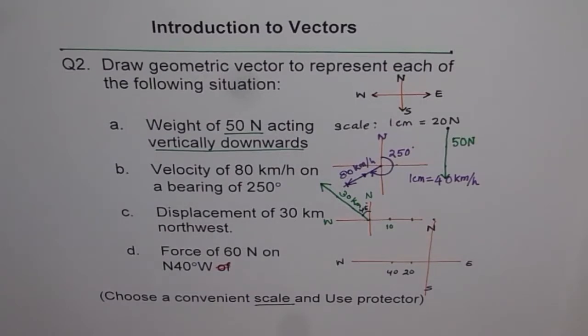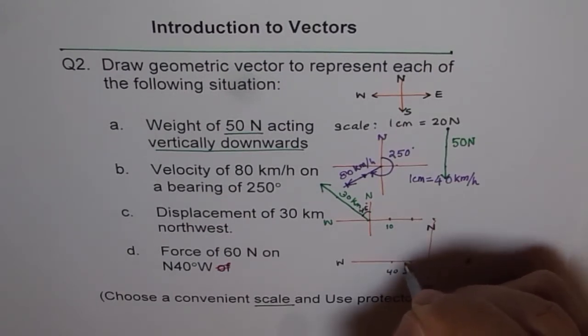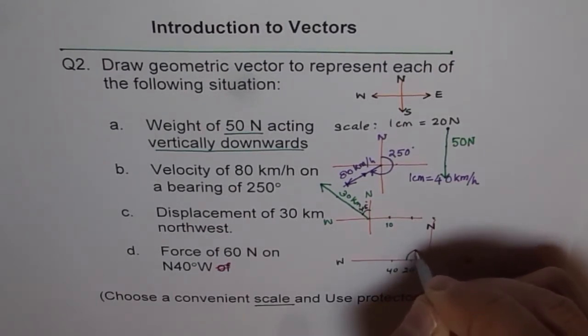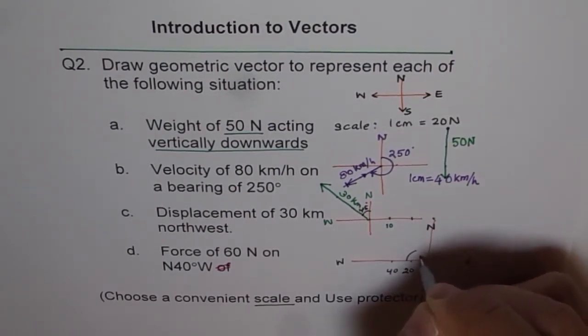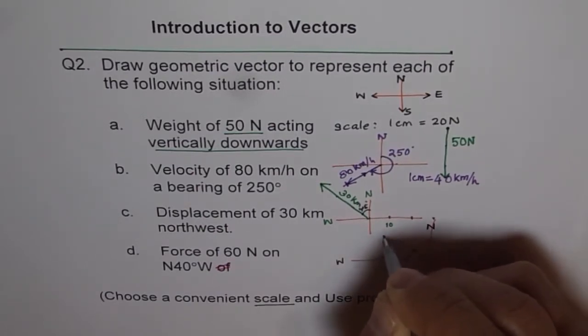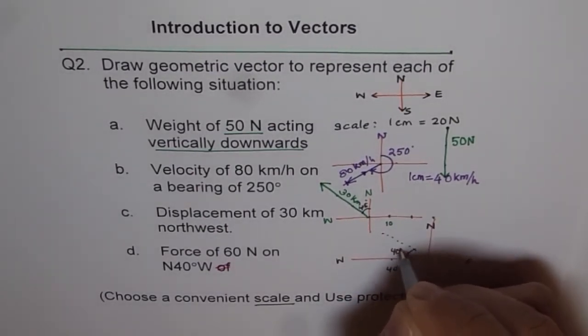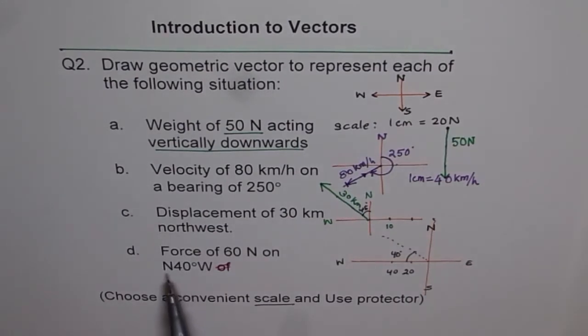40 degrees. So use your protractor and then make an angle of 40 degrees. So let's say this is my angle of 40 degrees. So I just join a line like this. So that is 40 degrees, correct? So that gives me the angle north 40 degrees from west.